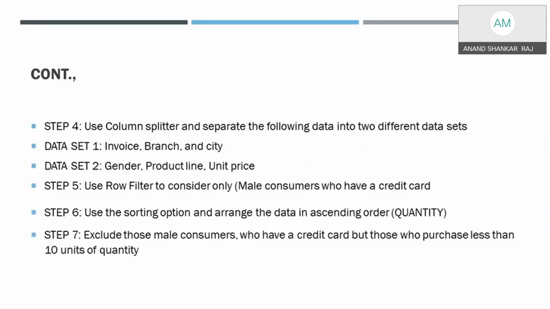Let me move to the fourth one. The fourth one pertains to the use of the column splitter: separate the following data into two different categories. Probably, if a data scientist wants to understand the data set in two different dimensions, he has to split the data. In the very first dimension, he'll be considering only invoice number, branch, and city. In the second data set, he will consider only gender, product line, and unit price.